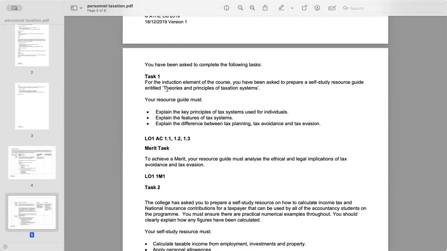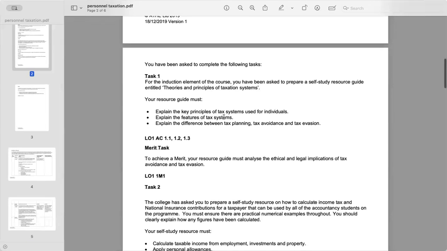Task 1, for the induction element of the course, you have been asked to prepare a self-study resource, a guide entitled Theories and Principles of Taxation Systems. Your resource guide must explain the key principles of tax systems used for individuals, explain the features of tax systems, and explain the difference between tax planning, tax avoidance, and evasion. I hope it will be quite easy for you because we discussed all 3 topics in our learning first sessions in detail.